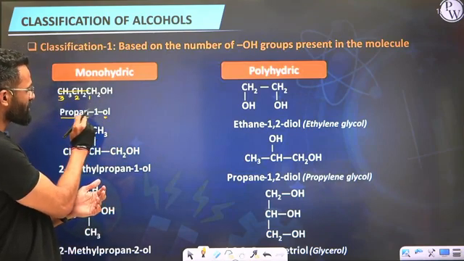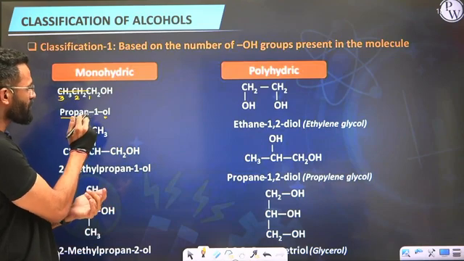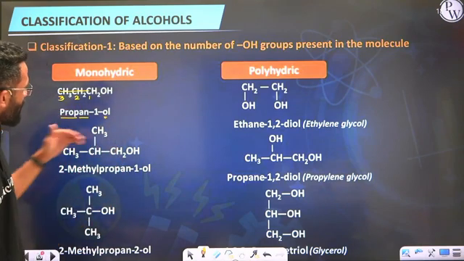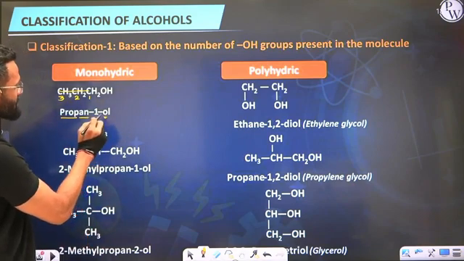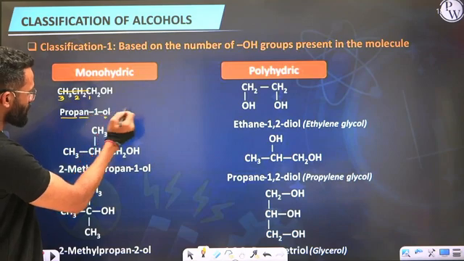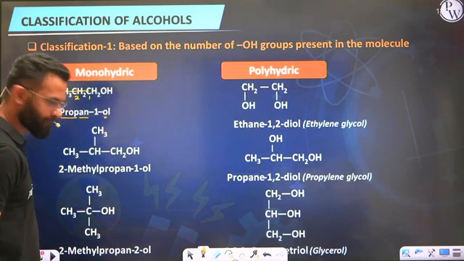The last alphabet of the primary suffix has to be dropped, meaning we are going to drop this E from here, and that's how the name of the molecule is propanol. Propanol, where since the OH is present at number 1, you call it propan-1-ol, or you can also say 1-propanol.